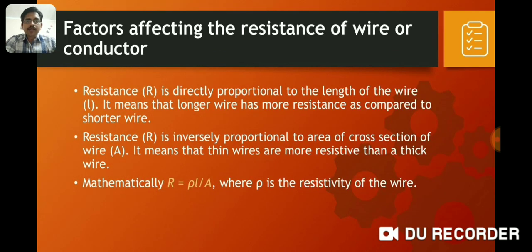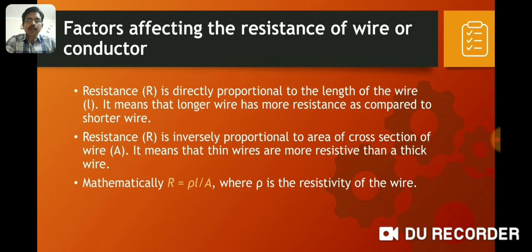Let's talk about the factors affecting the resistance of a wire or conductor. Resistance depends on certain factors. Resistance is directly proportional to the length of the wire. It means that a longer wire has more resistance as compared to a shorter wire. In other words, as length increases, the resistance of a wire also increases. Resistance is inversely proportional to the area of cross section of the wire, that is, thickness. It means that thin wires are more resistive than a thick wire.